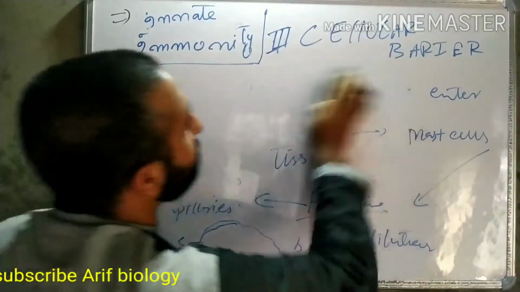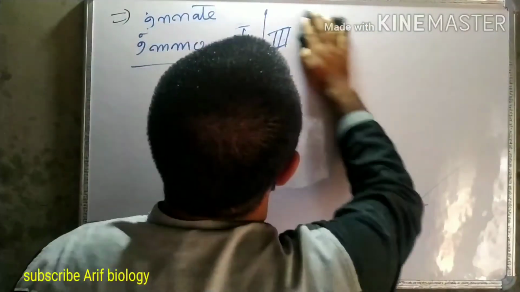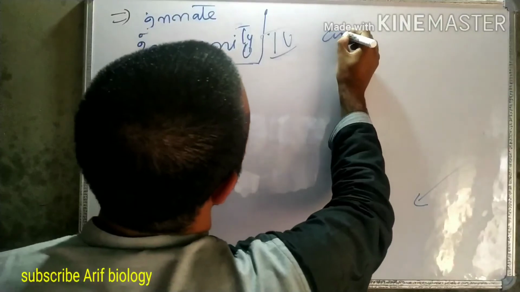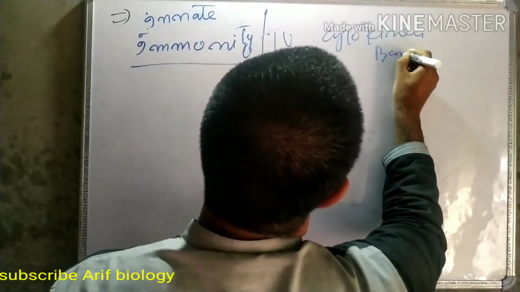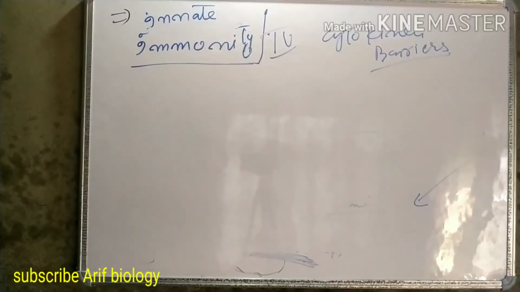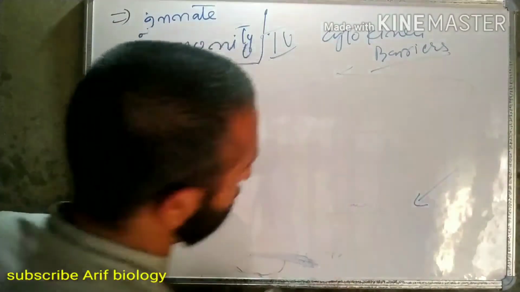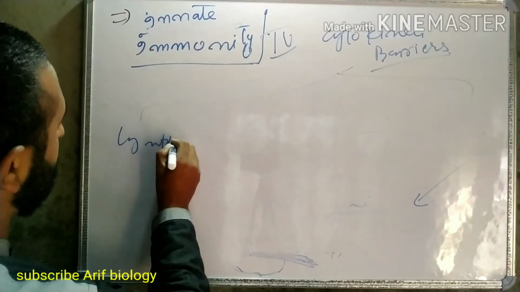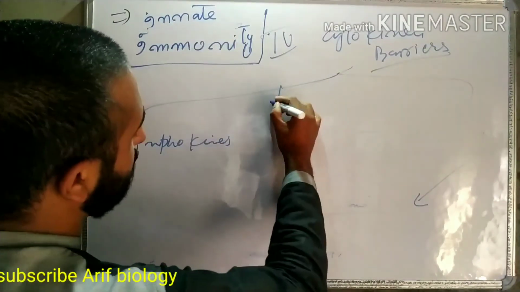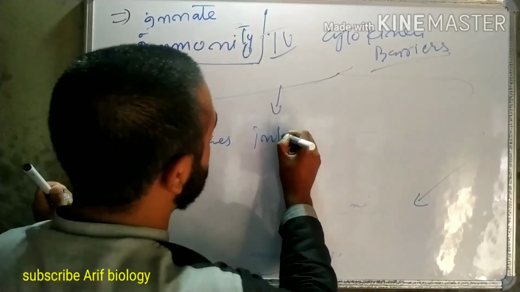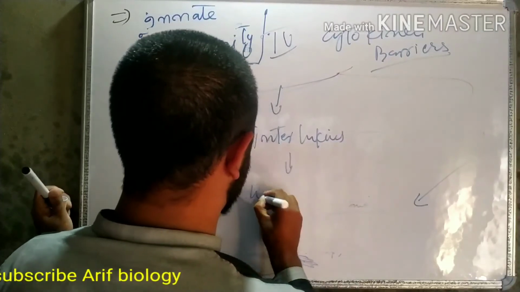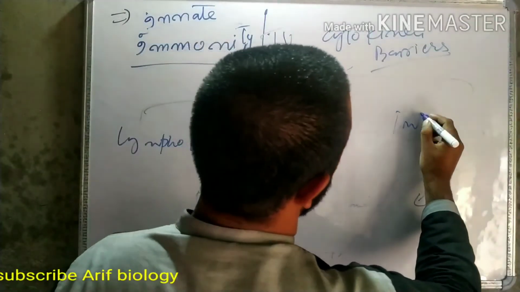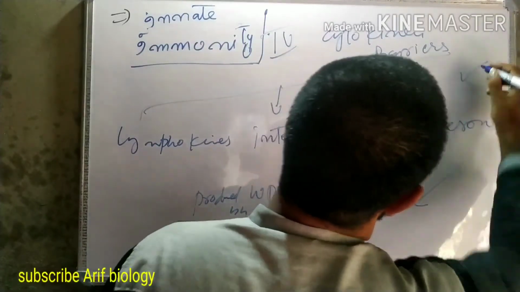Now the last type of mechanism in our body, that is the 4th type, is cytokine barriers. Cytokine barriers are actually present in 4 forms. First is lymphokines. After that, interleukins. These are produced by WBCs. Then we have interferons. Remember, this interferon is most important.